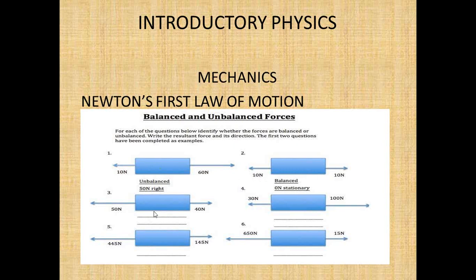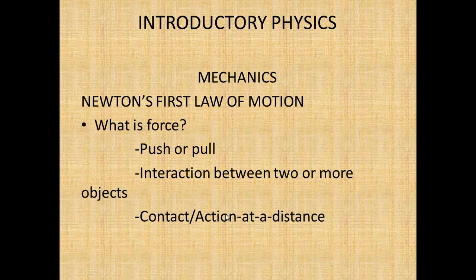In the third case, you have 50 to the left and 40 to the right. There's a difference of 10 to the left, so you have 10 newtons to the left. To find the acceleration, force is equal to mass times acceleration. You divide the force by the mass, and you'll find what acceleration to the left this object is achieving, and then similarly for the other ones. So you need unbalanced force for you to have motion.